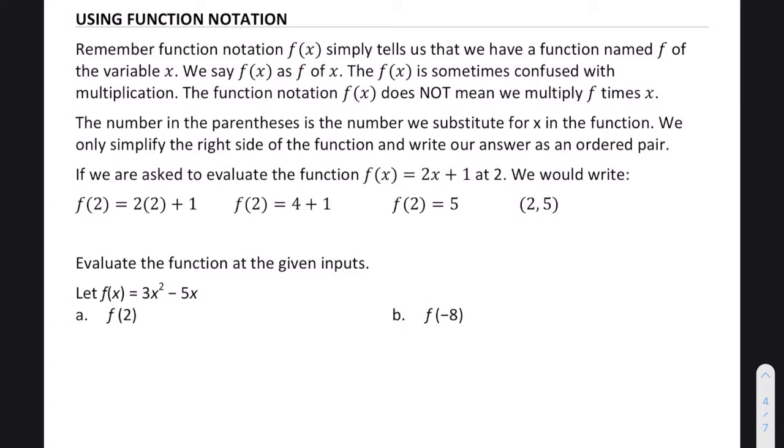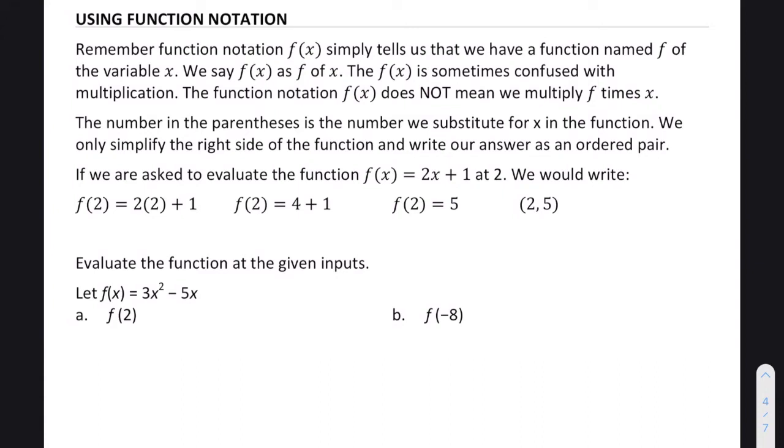And the way we say it is we say f of x. So it's a function of x, basically. And that f out in front, in this case it's an f, but we could have any letter out front. So we could have g of x, h of x, all different letters outside. The problem with function notation is sometimes people get it confused with multiplication. They think that it's f times x, but it doesn't mean we multiply f times x.